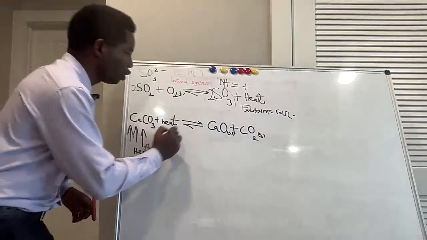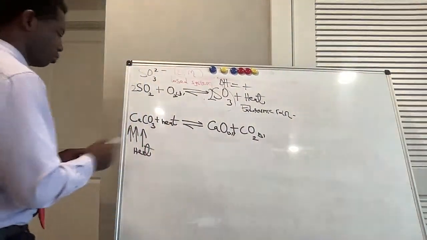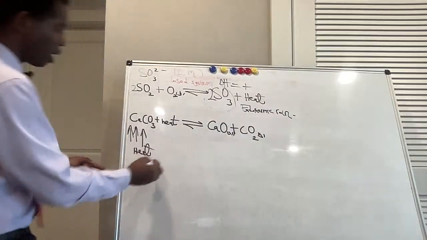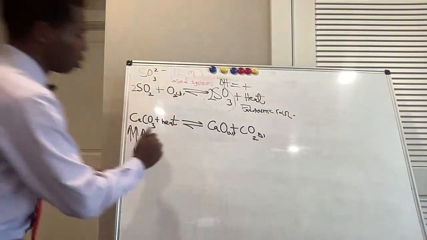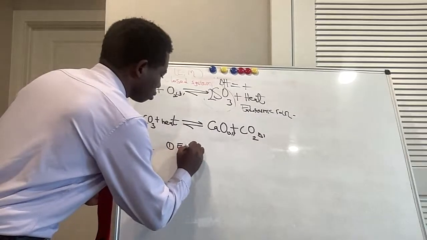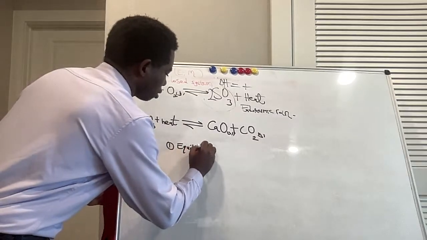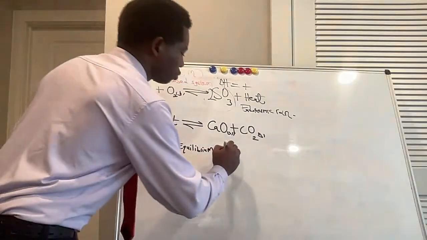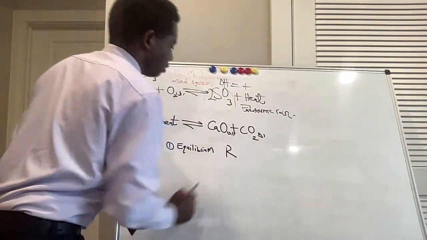So equilibrium will shift to the right hand side. Effect of increment in heat: when you add heat to this system, number one, equilibrium shifts to the right hand side.